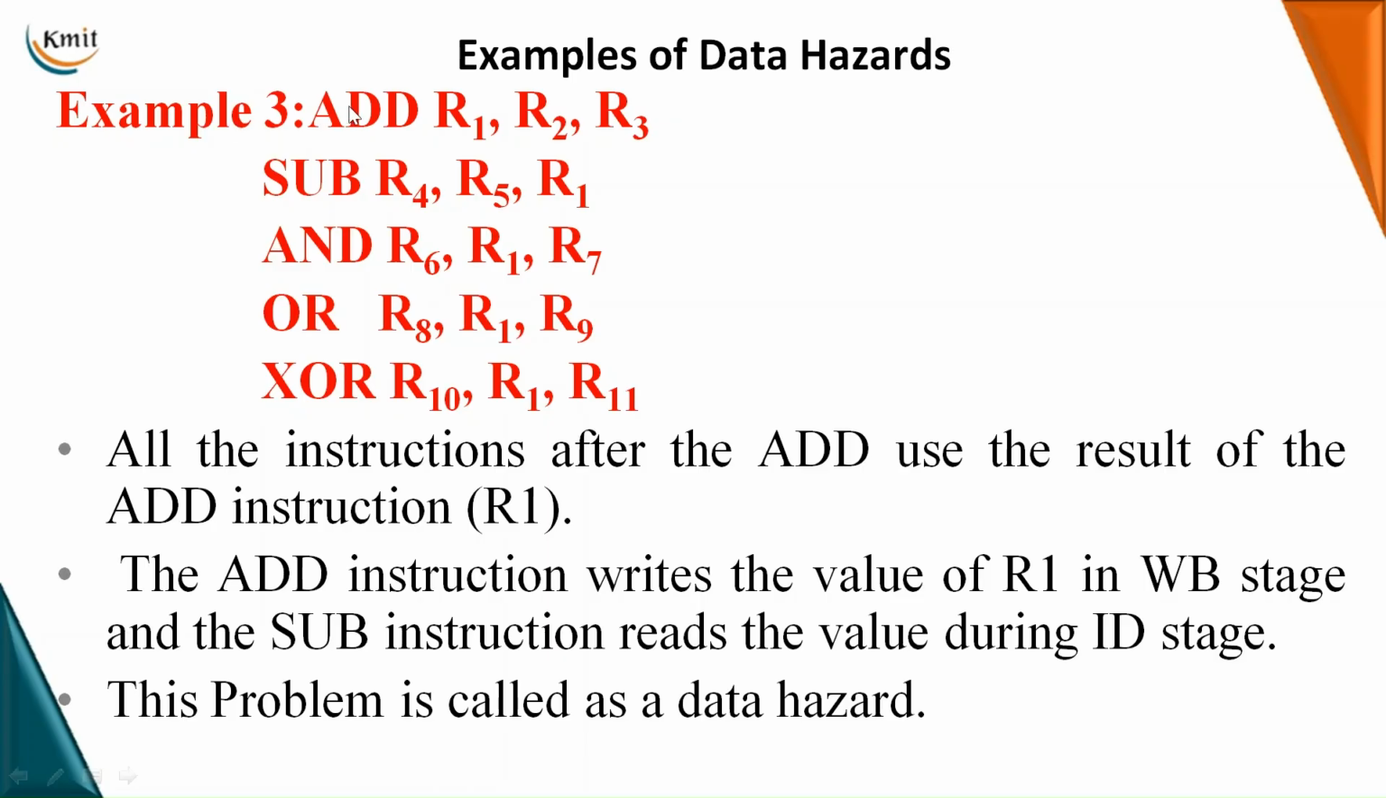If you consider one more example, the first instruction is an add which uses R1, R2, R3. Here R1 is the destination register, and R2 and R3 are the source registers. If you look at the remaining instructions, R1, which is the destination register of the add in the first instruction, is used as a source operand in all the remaining instructions. In the sub instruction we are using R1 as a source, and in the XOR we are also using R1. The add instruction writes the value of R1 in the WB stage, and the sub instruction reads the value during the decode stage. So there is a problem called a data hazard situation. Because of the data dependency situation, the pipeline has to be stalled. This is another example of a data hazard situation.